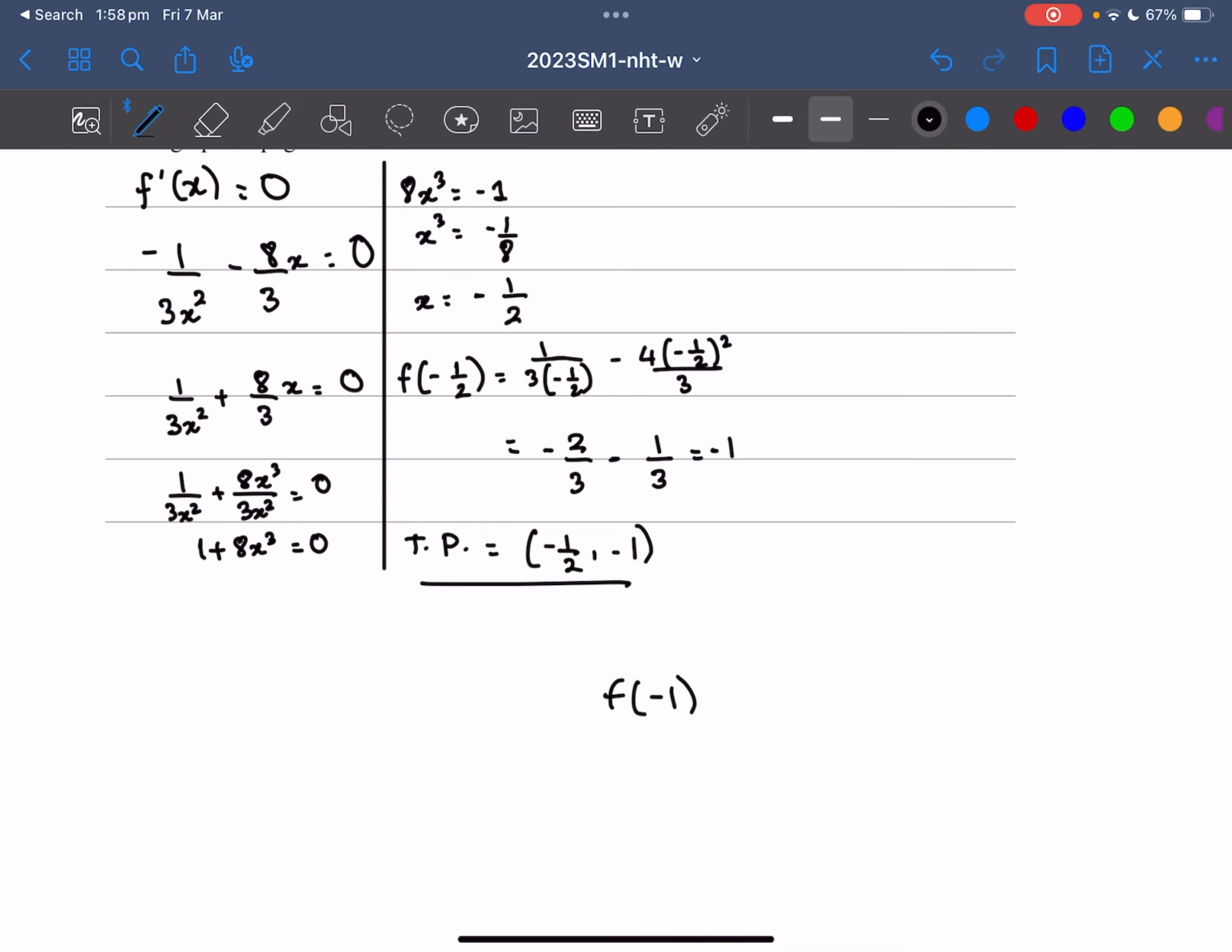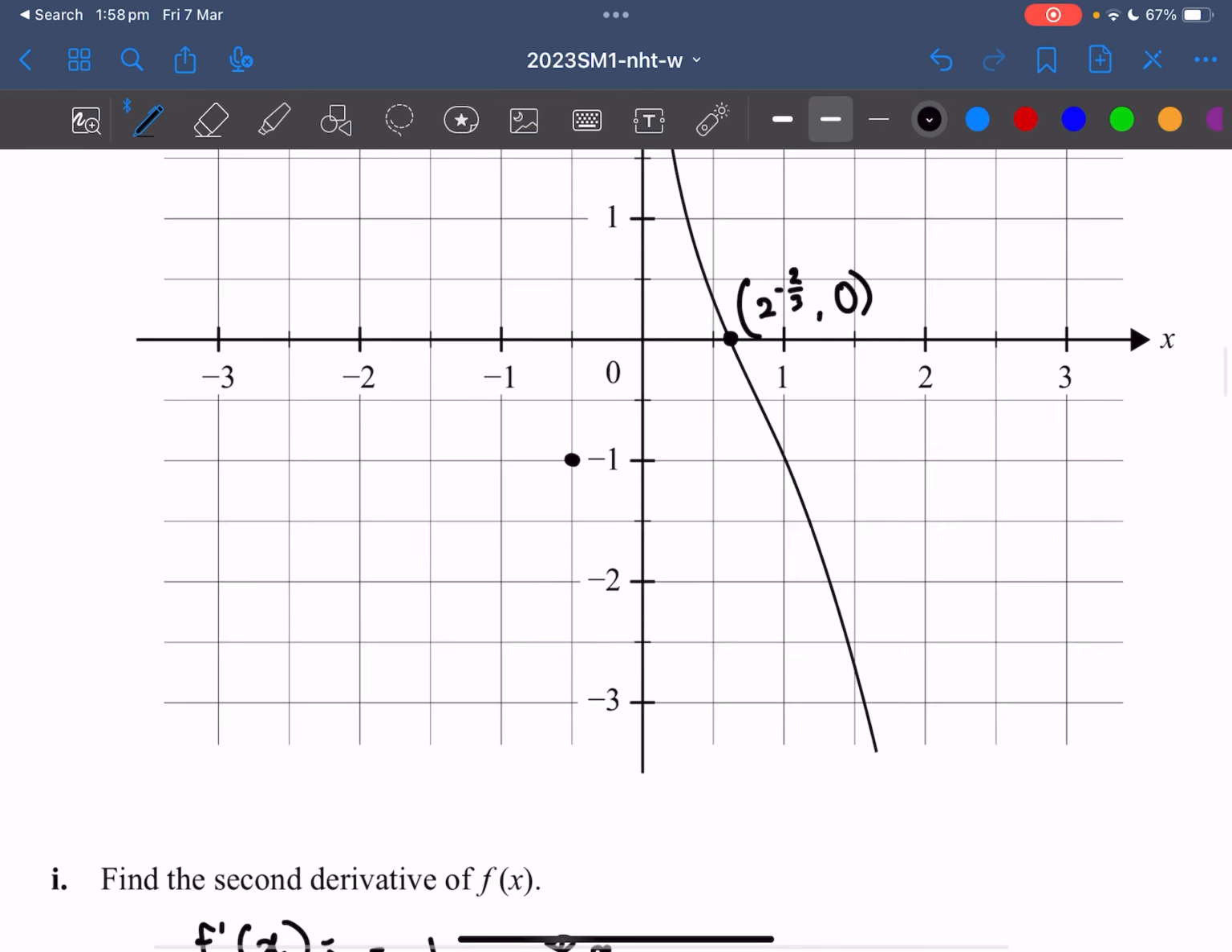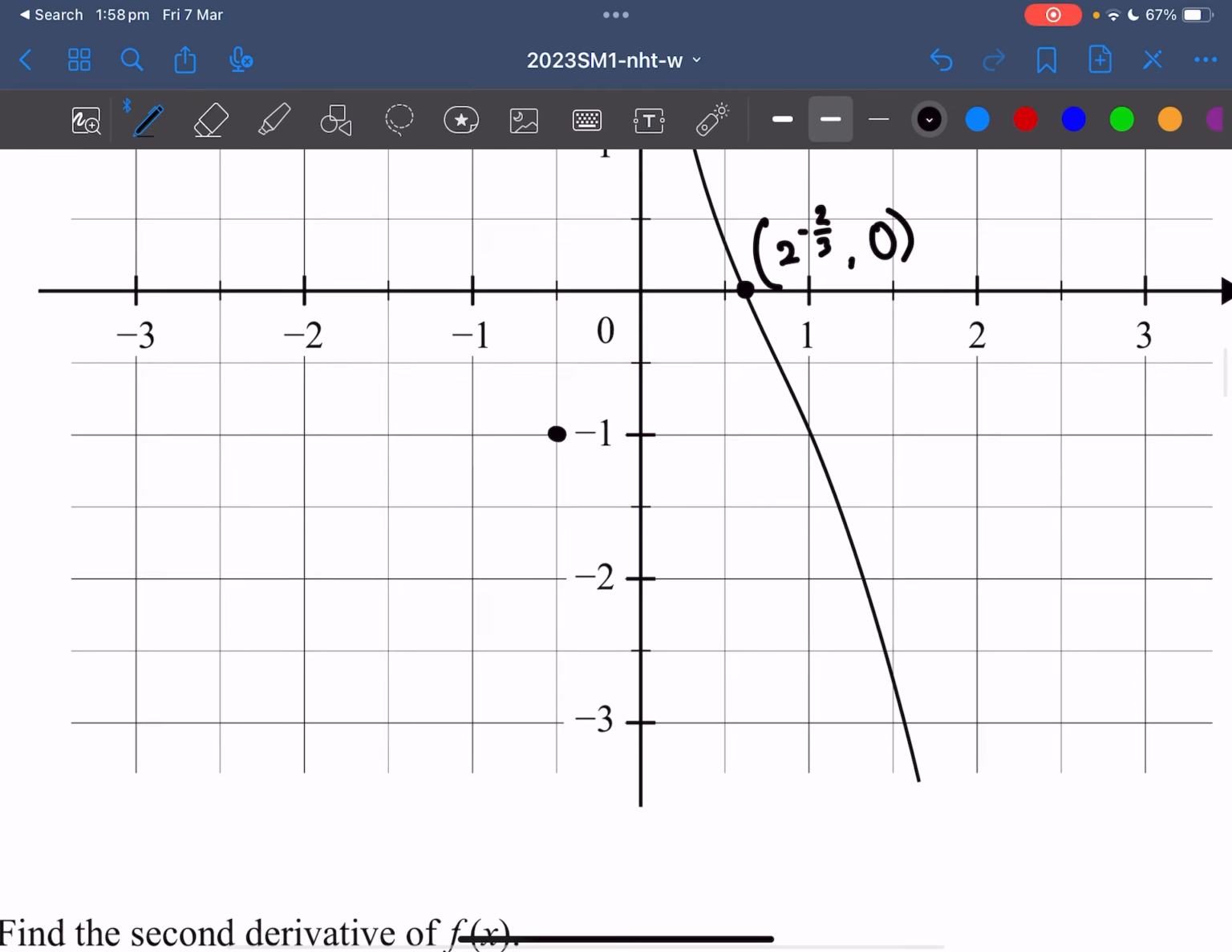Okay. So f of minus 1, we'll have 1 on 3, take away, minus 4 on 3. So we get minus 5 on 3. So that is closer to 2, somewhere here, like that. Okay. So I guess the shape of the graph will be something like this.